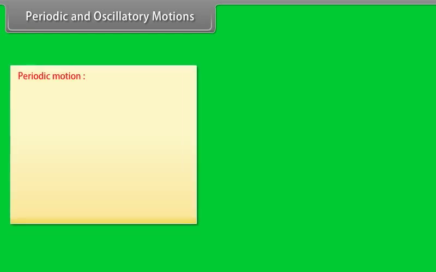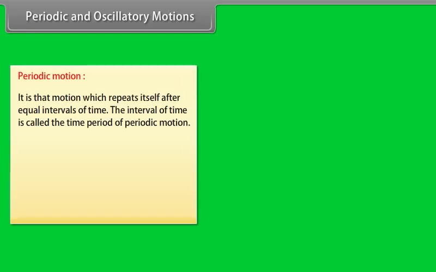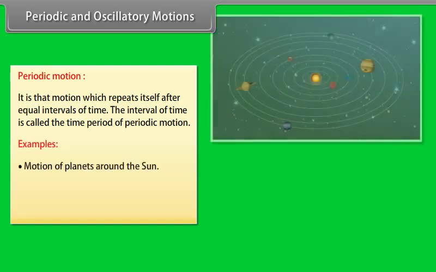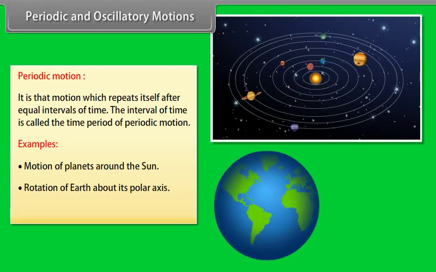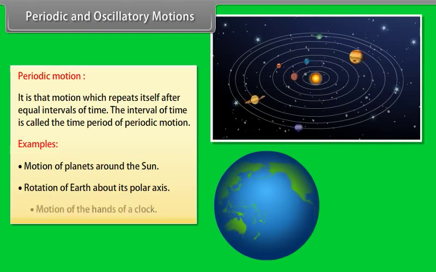Periodic and oscillatory motions. Periodic motion is that motion which repeats itself after equal intervals of time. The interval of time is called the time period of periodic motion. Some examples are motions of planets around the Sun, rotation of Earth about its polar axis, motion of the hands of a clock.